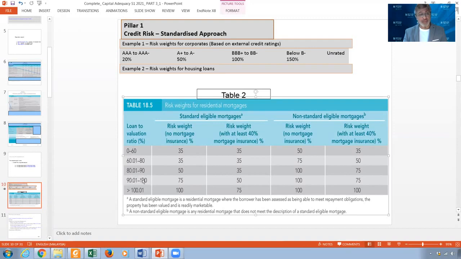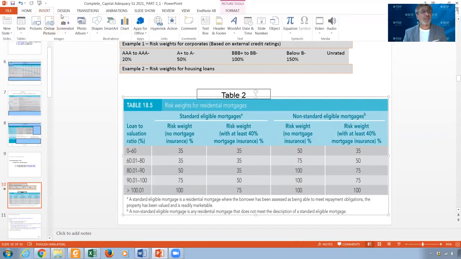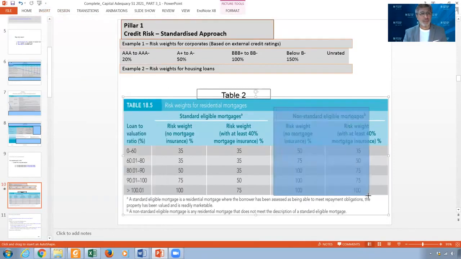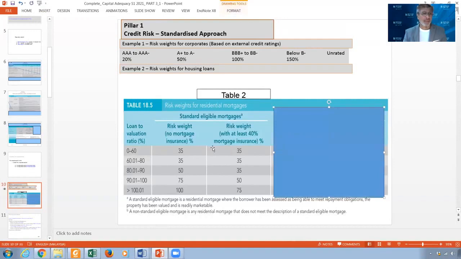In Malaysia, we are giving this. Now, they have standard contracts for the mortgages. Some of them are insured, some of them are not insured. And we have non-standard mortgages. Actually, we are not using this one, so you can ignore it. In this class at least, we are usually using the standard eligible mortgages, which are standard contracts.